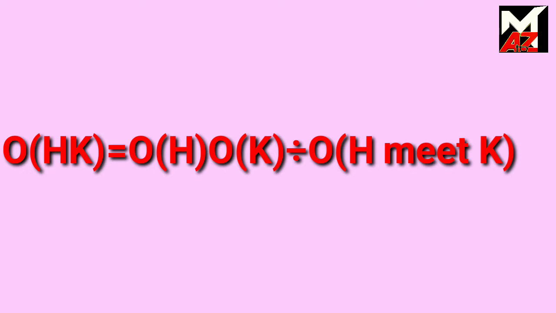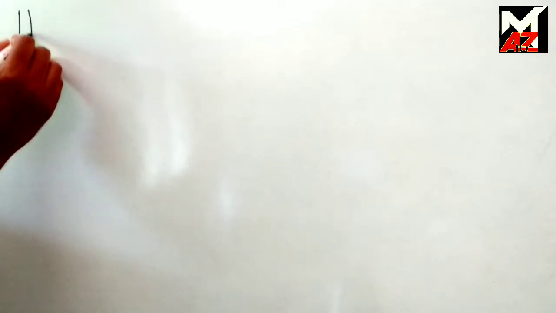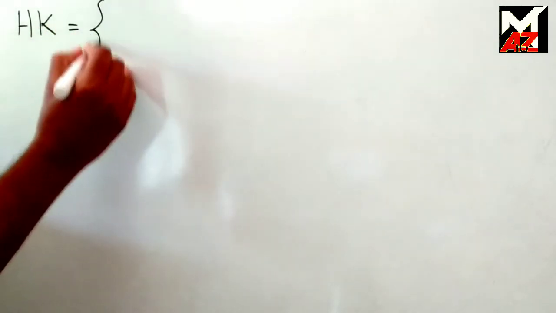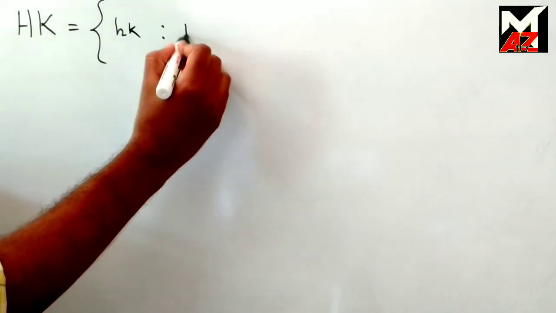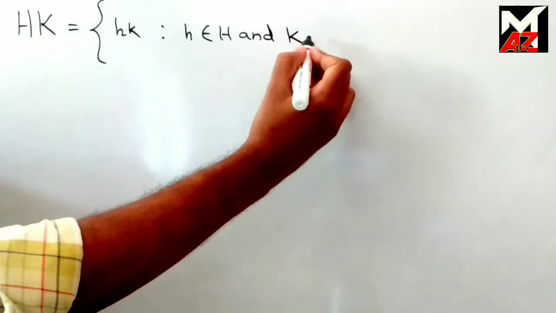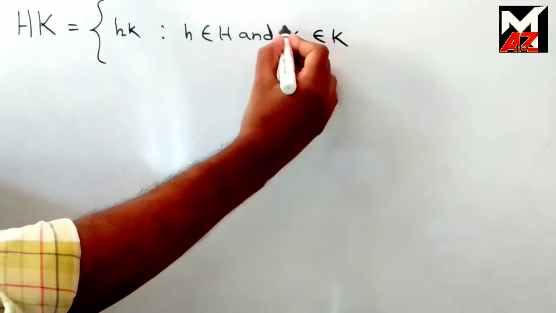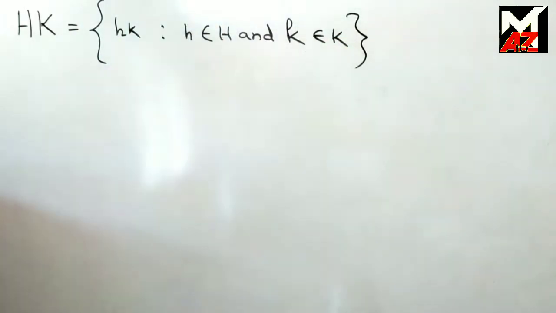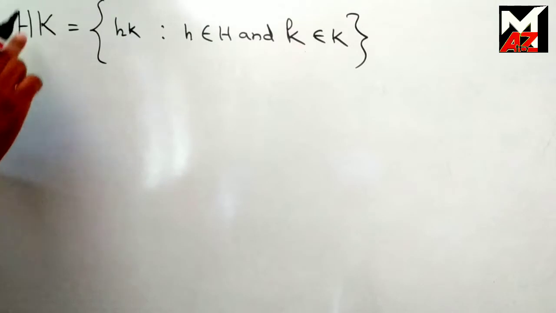We first define here HK as a new type of set, and this set is defined as hk such that h belongs to H and k belongs to K. This is the definition of HK.